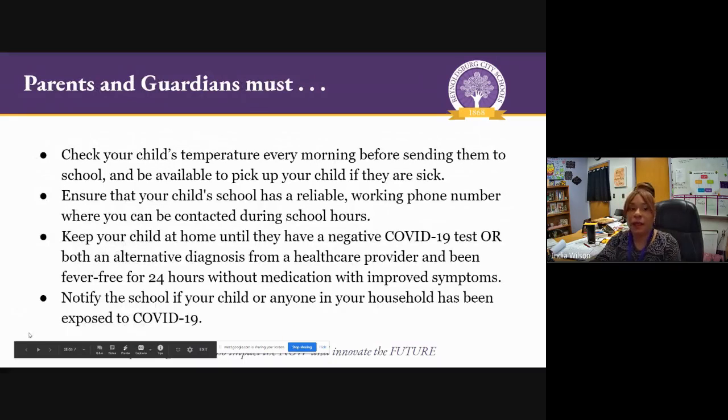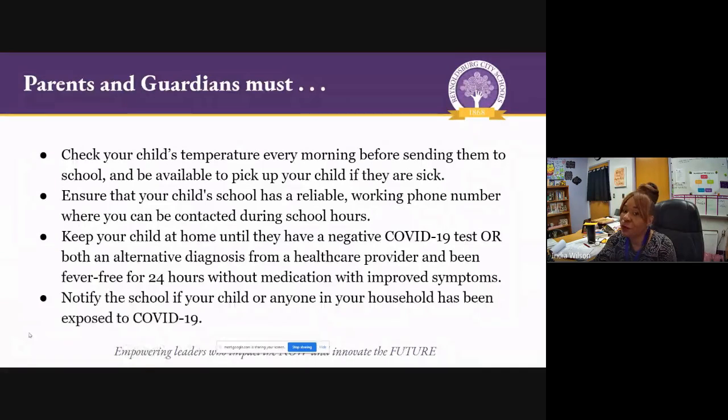As you can see, parents and guardians must check your child's temperature every morning before sending them to school, and be available to pick up your child if they are sick. I'm going to repeat that one. Be available to pick up your child if they are sick. Please ensure that your child's school has a reliable working phone number where you can be contacted during school hours. So please take a moment and think, did my number change? Did I let the school know that my number changed? What about your emergency contacts?